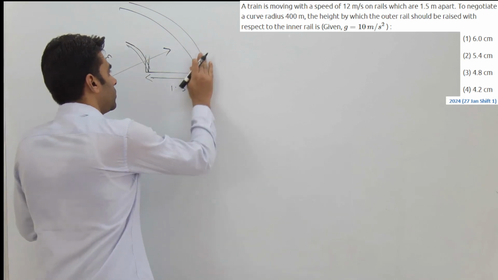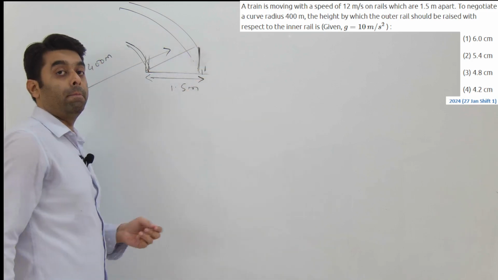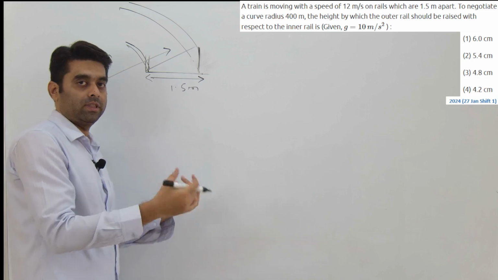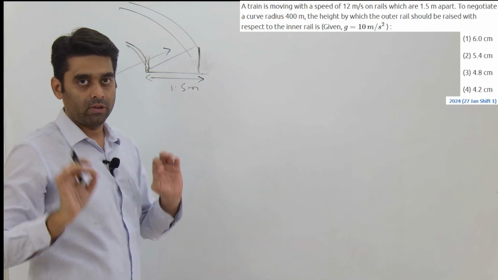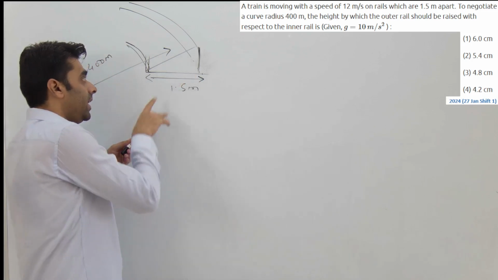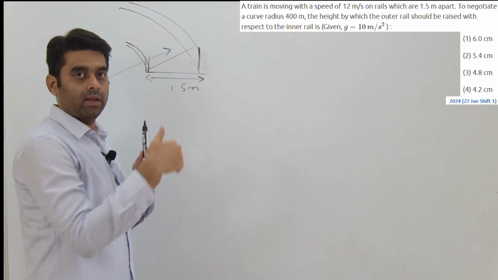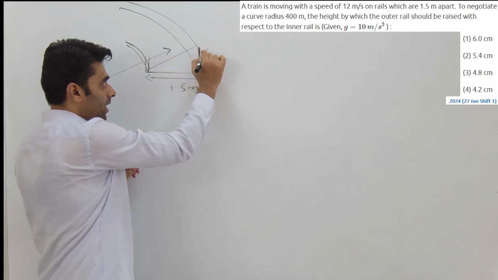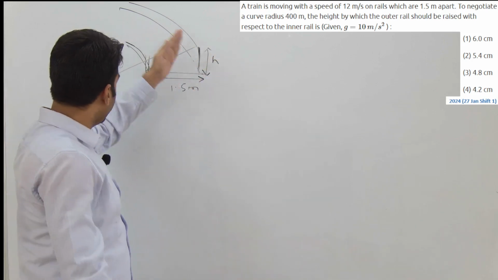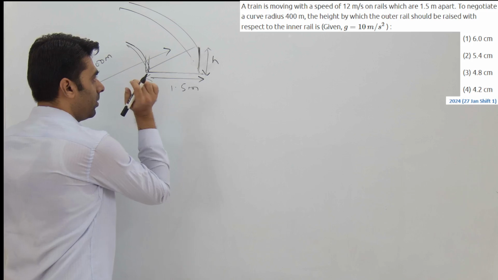So first of all, let us identify what this question is all about. This question is about banking of the roads. In this case, obviously this is not road, this is the rails, but the question is about banking. So the distance between the tracks is 1.5. They are asking us by how much the outer track should be lifted. Let's call that it should be lifted by a distance of h, such that it can turn through a circle of radius 400 meters. So this is h, this is 1.5.